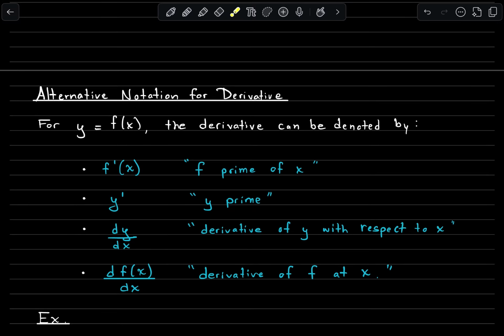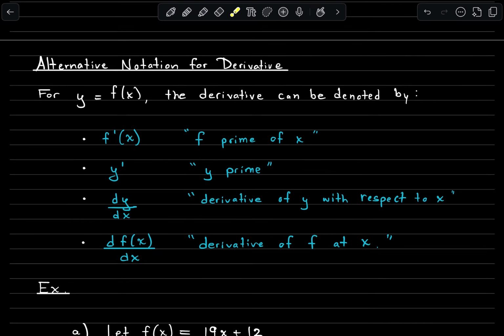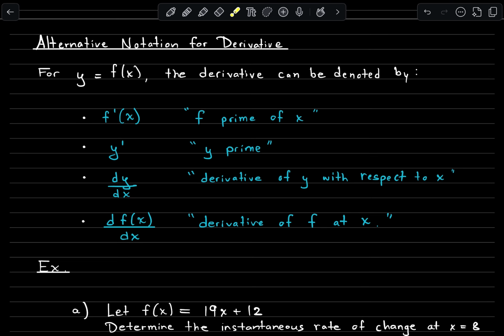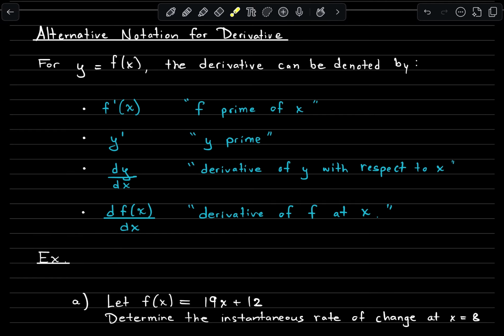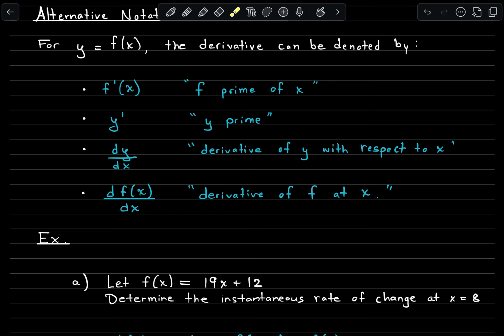All right, let us look at an example. So let's suppose f of x is equal to 19x plus 12. We want to determine the instantaneous rate of change at x equals 8. Okay, so this is our a value over here.